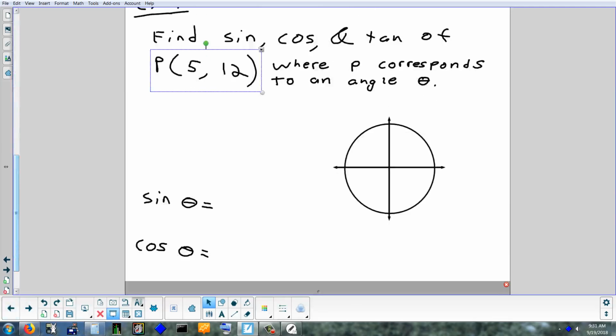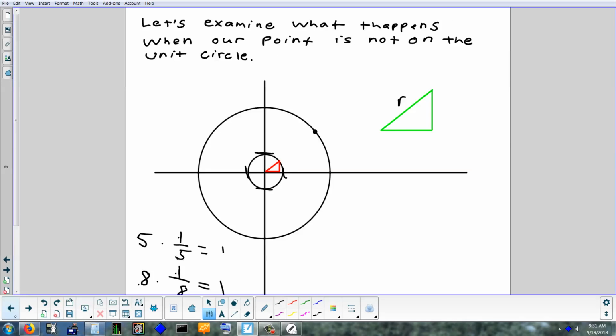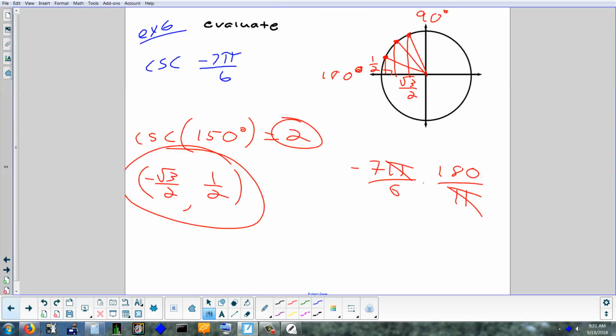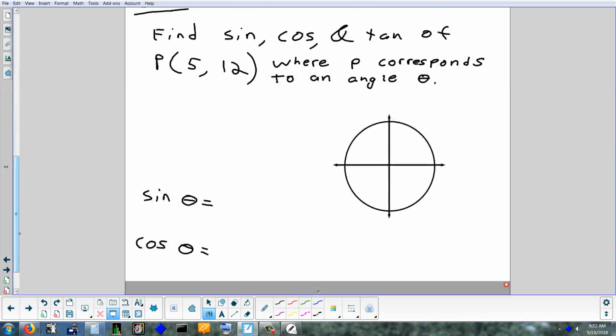So let's see if we can find just the sine, cosine, and the tangent of that point. The one nice thing is when you have this, they always give you the point. You never have to find it. So you know how we just did problems like that, and you had to find the coordinate? When you're working with a point that's not on the unit circle, they always give it to you. You never have to find it.